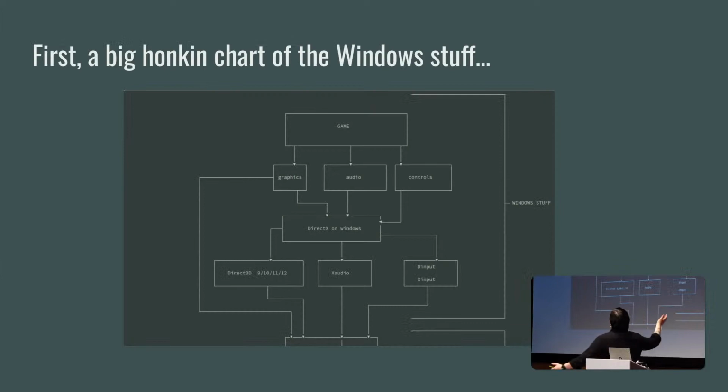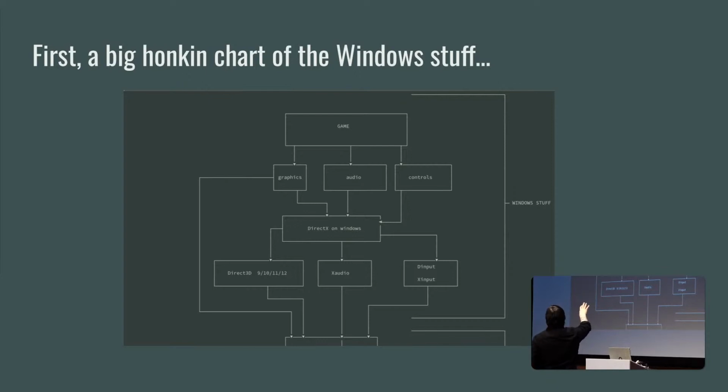So, first things, a big honking chart. This is the first half of the chart. We're going to go over this first. So you have to have an understanding of what happens on the Windows side first, because most of the games that you're running in Steam Play Proton are through their Windows executables that have been translated through Wine. So we've got the game, and that's where it starts.